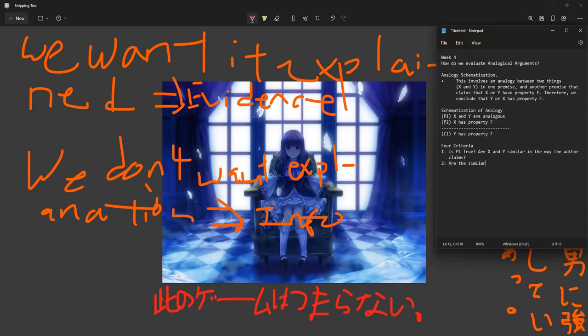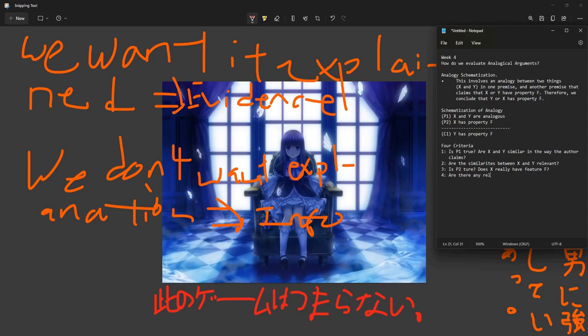2. Are the similarities between X and Y relevant? That's a good question. Are they? They better be. 3. Is P2 true? Does X really have feature F?